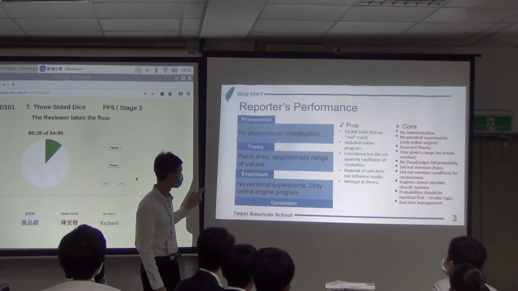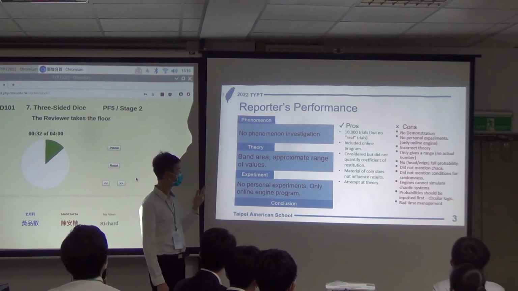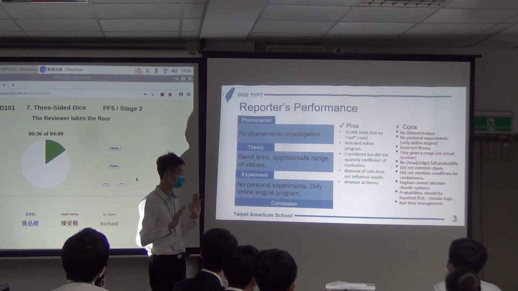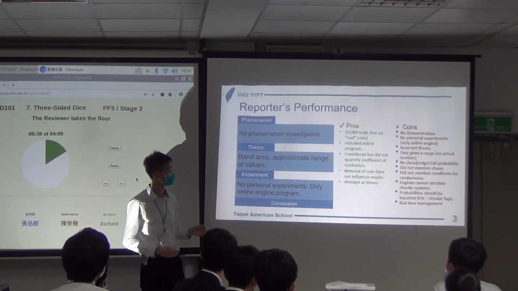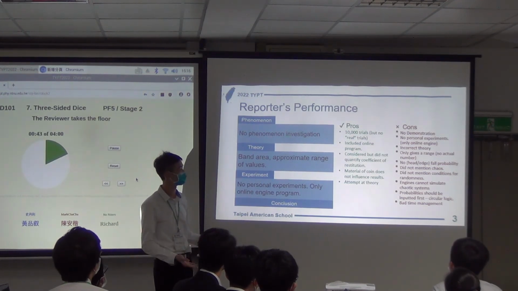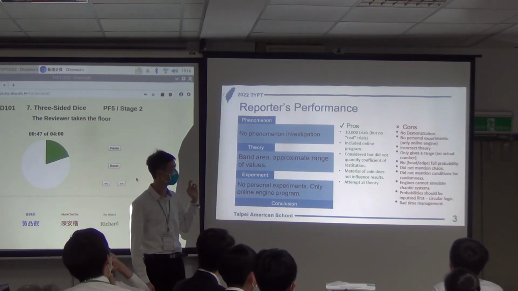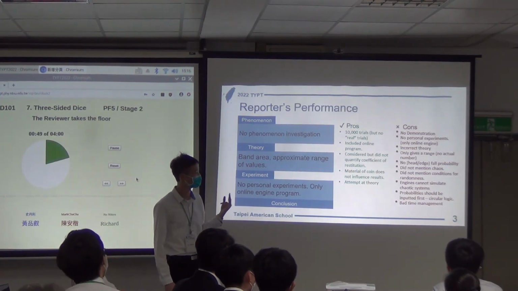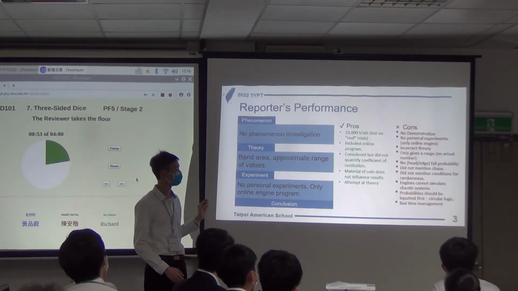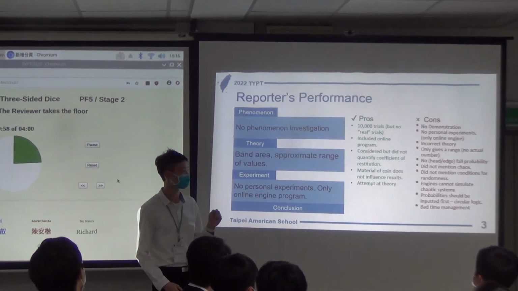For the reporter's performance, we found that he has no phenomenon investigations. His theory involved band area and approximated ranges of values. In his experiment, there were no personal experiments, only a simulation using the report. The pros of his report were that he included 10,000 trials, which is a lot of trials, and he also included an online program. He considered, but did not quantify, the coefficient of restitution. The material of the coin does not influence his results, so he is correct in that. And he attempts a theory.